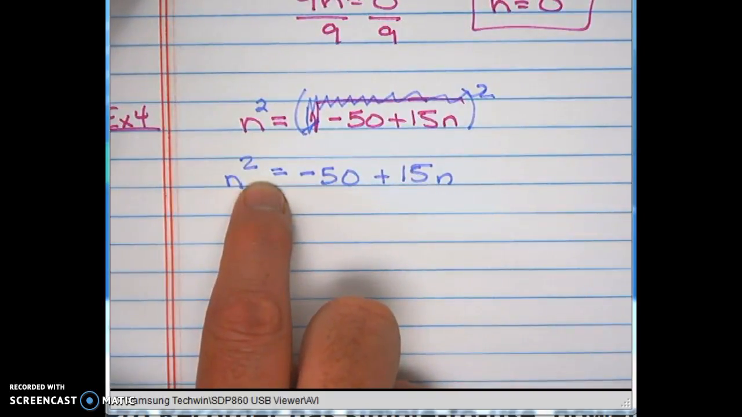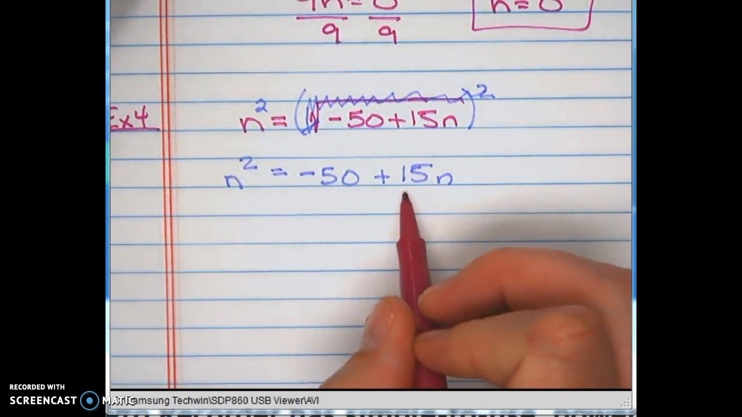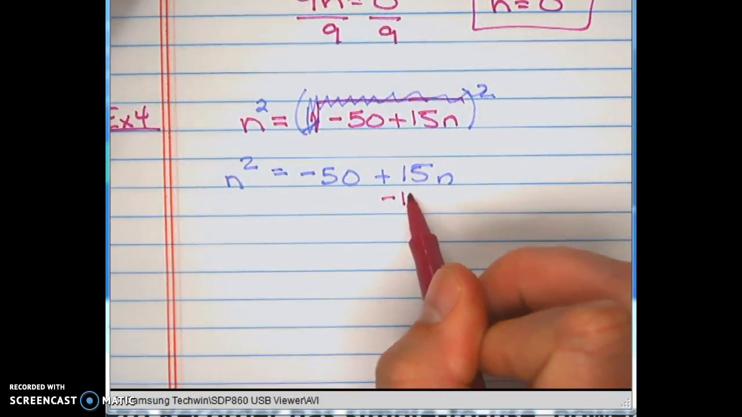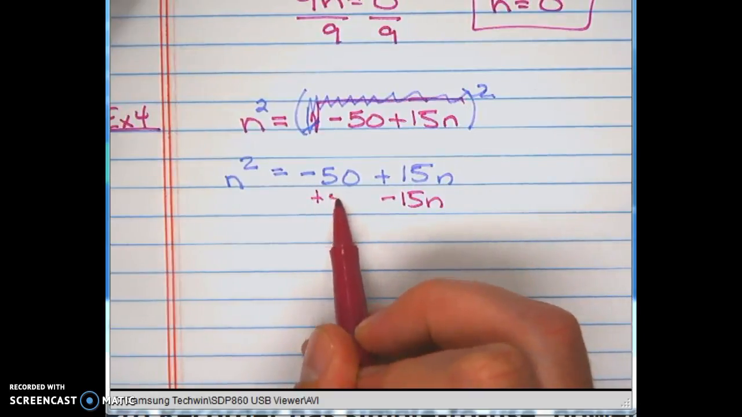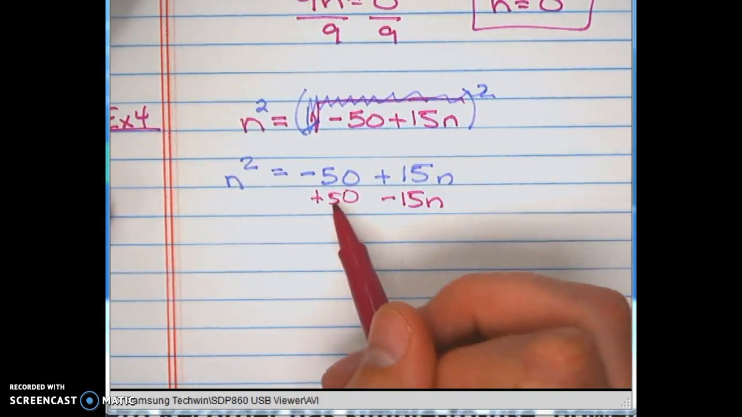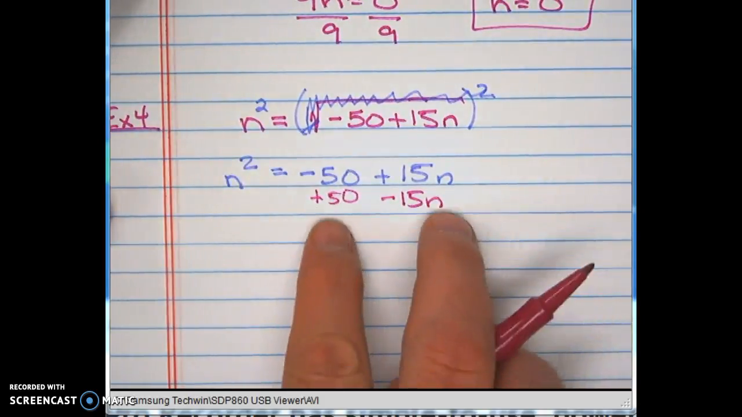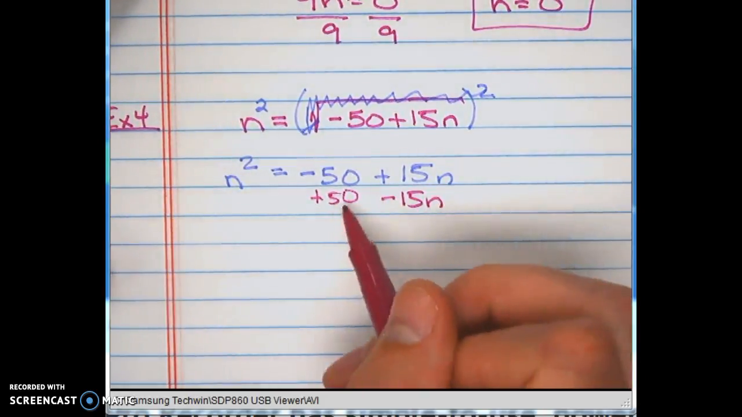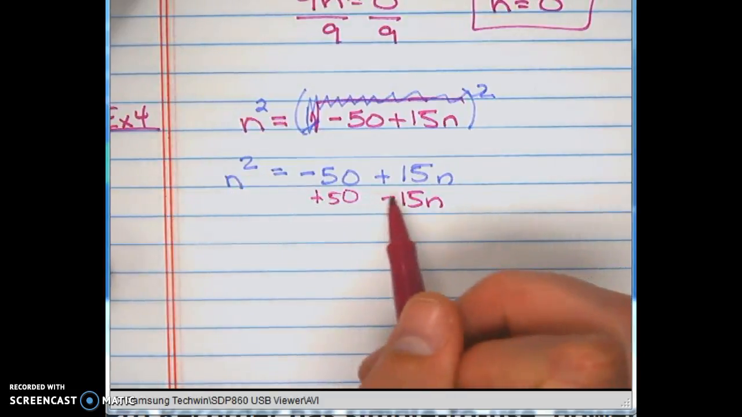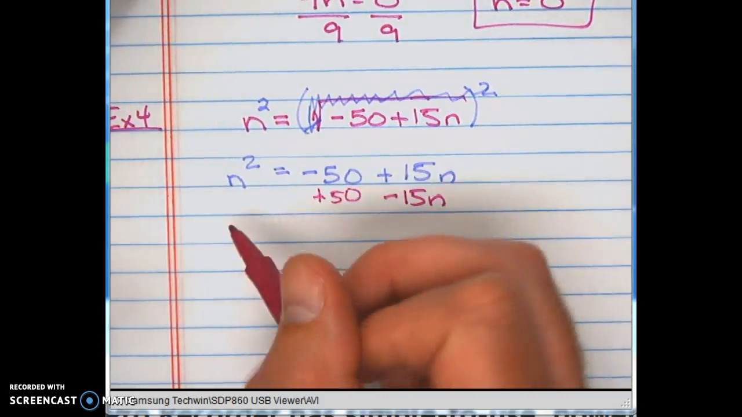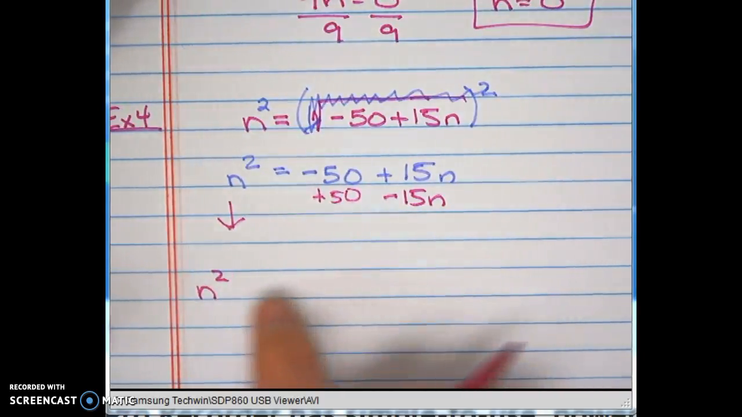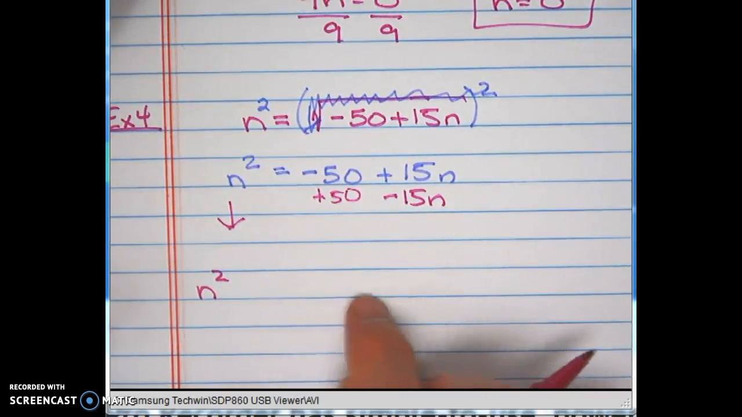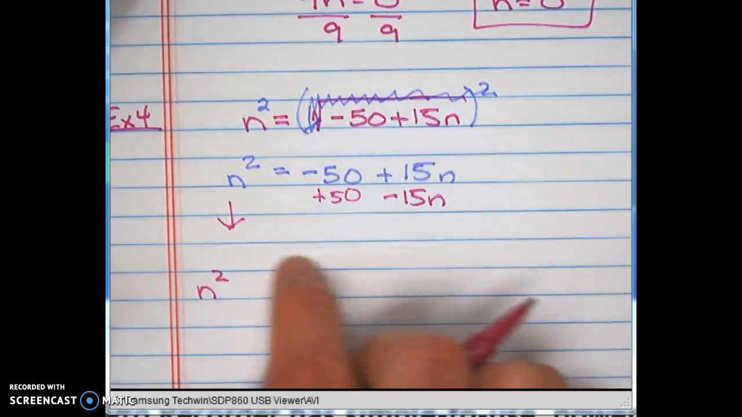So we're going to take care of that by moving the plus 15n over, by subtracting it. And at the same time, let's just move this negative 50 by adding it. Now again, whatever I do to this side, I have to do to this side. I'm not going to actually write down what I'm doing. I'm just going to know that I'm going to have to add 50 to this side, and I'm going to have to subtract 15n. So when I go to write the left-hand side down, I have the n squared. Now I could write plus 50 and then minus 15n.